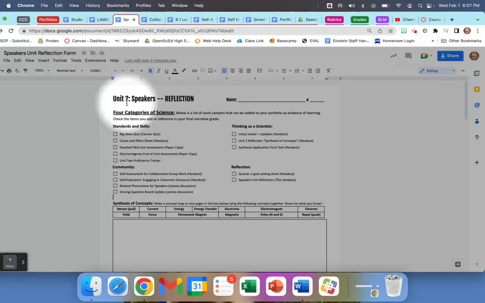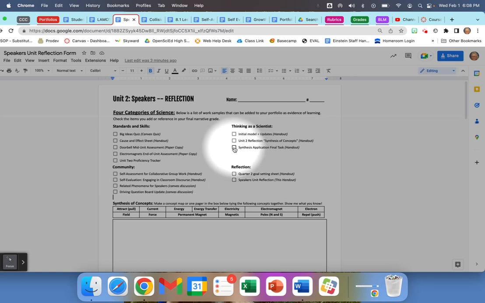In this video, I'm going to be explaining what I would like you to do for the Unit 2 Speaker's Reflection Document. Notice at the top of this document that there are the four categories of science: standards and skills, community, thinking as a scientist, and reflection. Each of these boxes is a checklist that you can check off as you have reviewed these materials to support you as you synthesize the concepts from our unit.